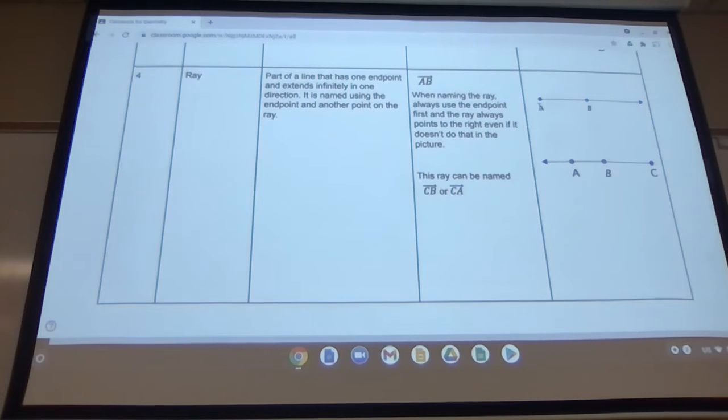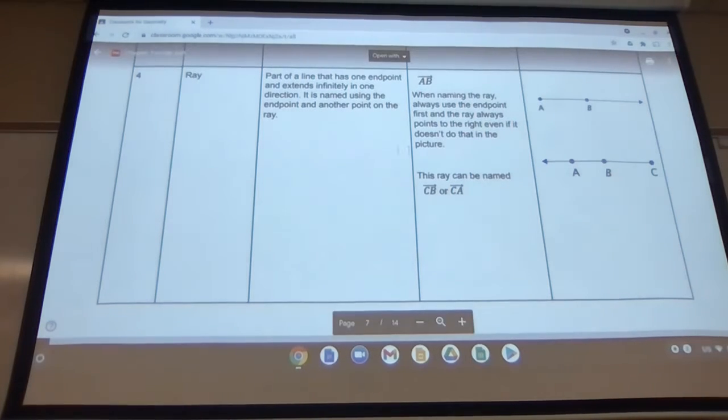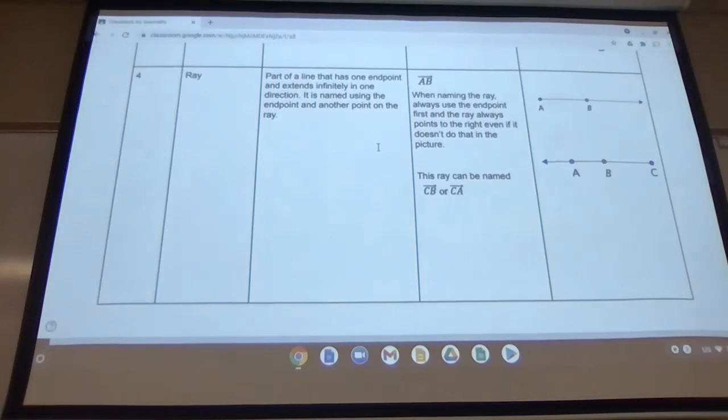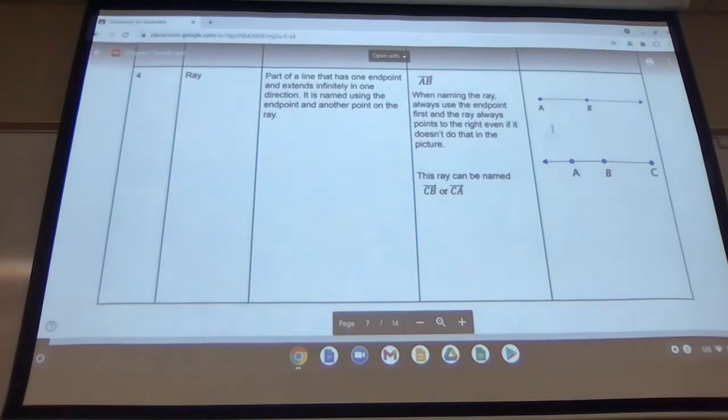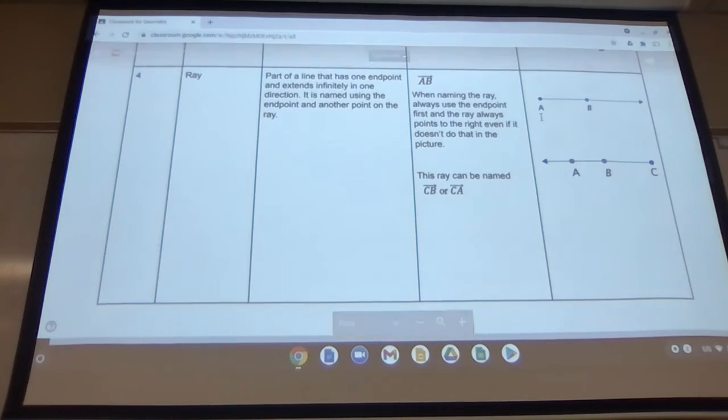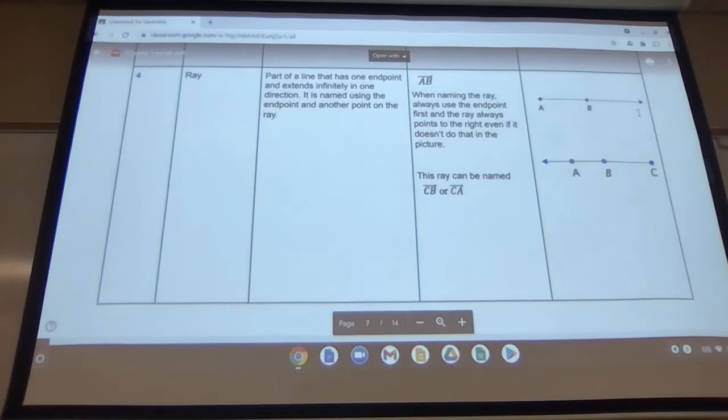Are we ready? Okay. Ray. Part of a line that has one endpoint, extends infinitely in one direction. In this picture over here, it starts at point A, extends through point B, and you've got the arrow on the end, which means it keeps going forever and ever. We would call that ray AB. To name that ray, you start with the endpoint, and then the second point is the one that it goes through. So this would be called ray AB.